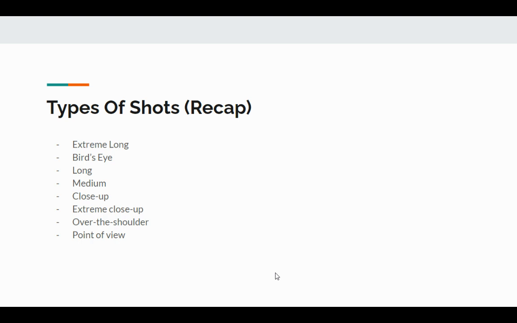We have many types of shots like extreme long, bird's eye, long, medium, close-up, extreme close-up, over the shoulder and point of view, of which extreme long can be used to capture the entire scene, while extreme close-up is used to capture emotions. So all these are really different in the kind of feeling they want to invoke on the audience.